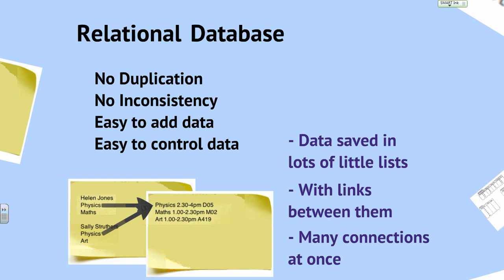So as we can see, in a relational database, there's no duplication, there's no inconsistency. It's easy to add new data, and it's easy to control your data. It's easy to change it and update it, because you can find it easily, and once you've found it, you only have to change one of them, rather than trying to find all the places where you've written this thing.